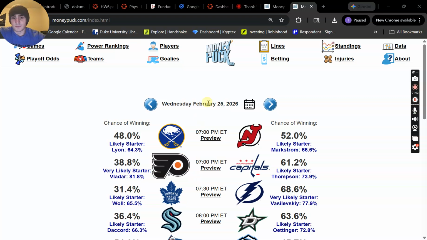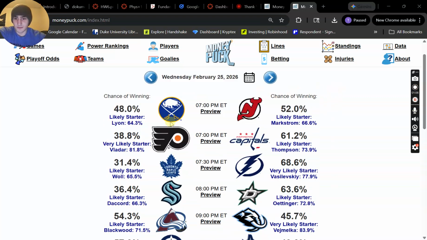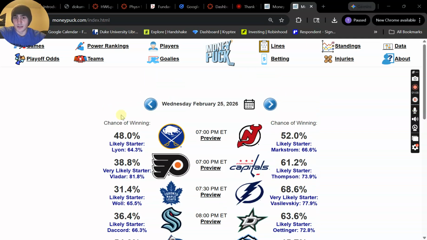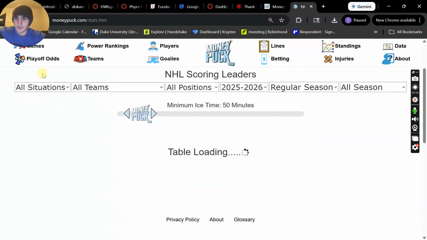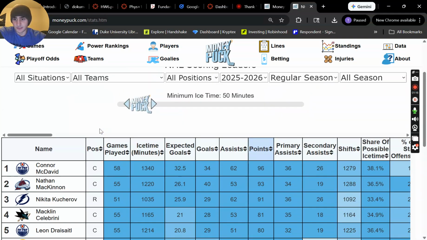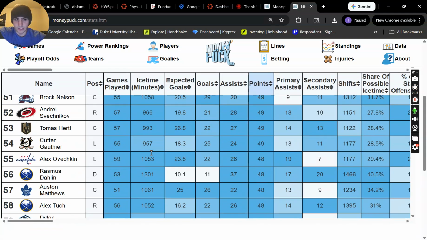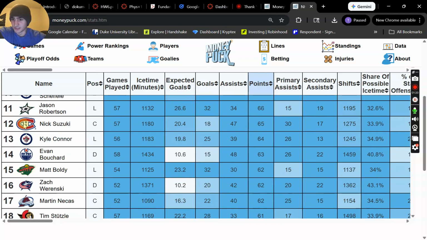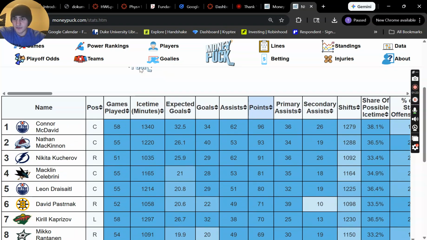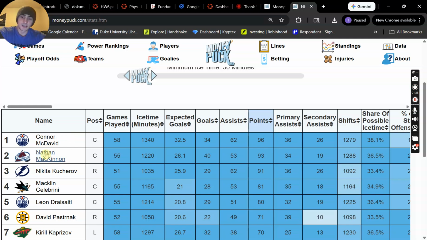So, MoneyPuck is a very good site. It's very annotated. They'll show you everything pretty much. And what I want to guide you through first is the players section here. So here we can see the tables loading. There's a ton of players, so you can scroll all the way down. Here you see hundreds and hundreds of players. Of course, you're going to see your Connor McDavid, your Nathan MacKinnon, your Nikita Kucherov, all the best players in the league sorted by points.